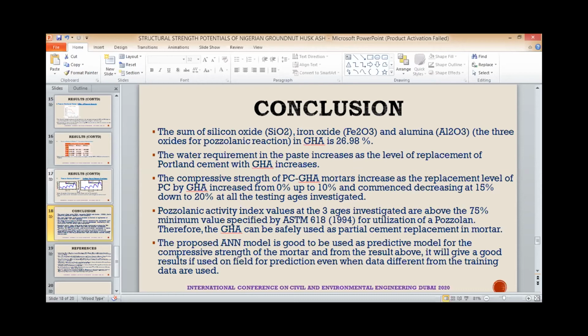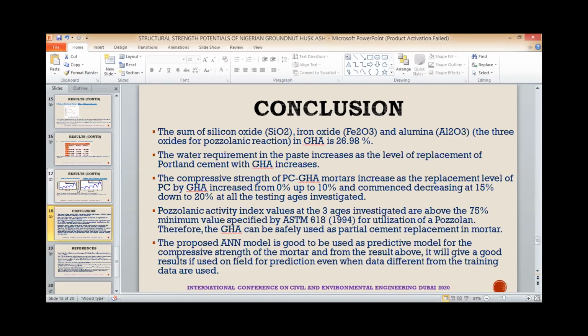Water requirement in the paste increases as the level of replacement of Portland cement with groundnut husk ash increases. The compressive strength of the mortars increases as replacement increases from 0 to 10%. But after 10%, it continued to decrease.